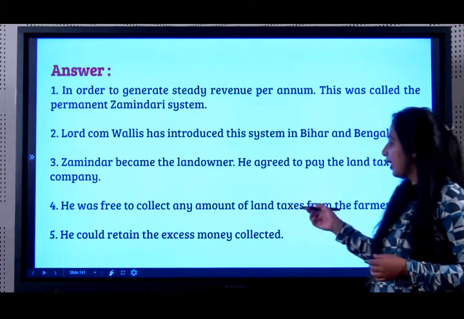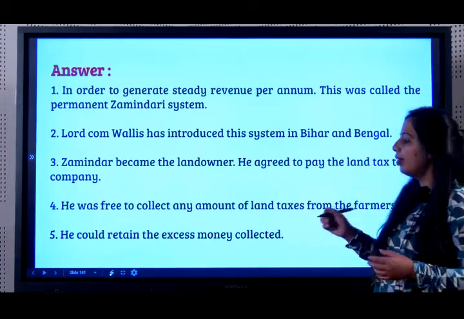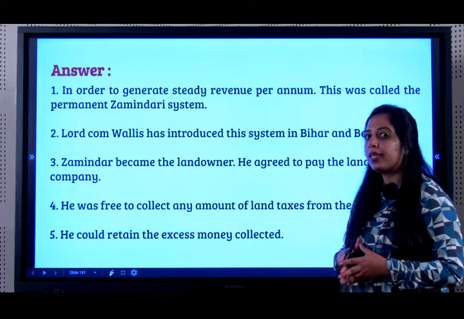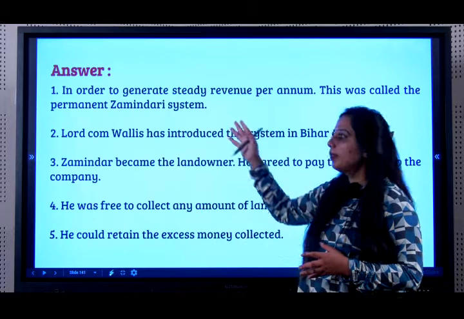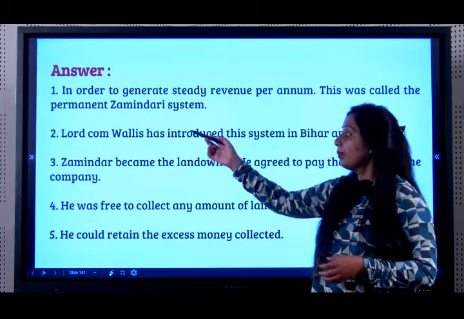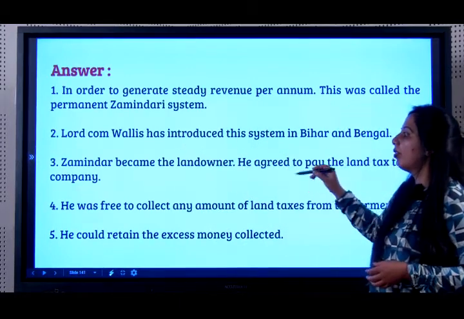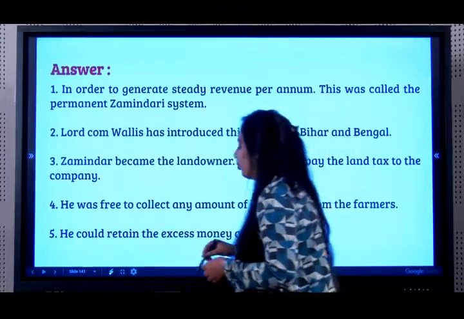He was free to collect any amount of land tax from the farmer. He could retain the excess of money if he collected more. So this system was the permanent zamindari system. It was introduced by Lord Cornwallis.